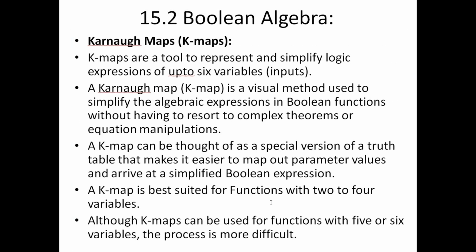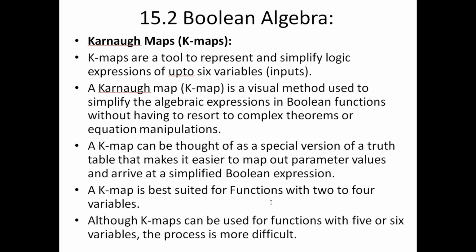Next we have a very useful tool for solving Boolean algebra, that is known as K-maps or Karnaugh maps. They are a tool to represent and simplify logic expressions of up to 6 variables. A K-map can have more than 6 variables, but it would be too complex if not impossible. A K-map or Karnaugh map can be thought of as a special version of a truth table that makes it easier for you to simplify Boolean expressions.